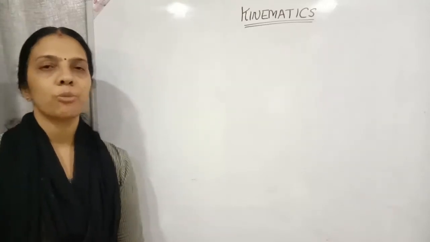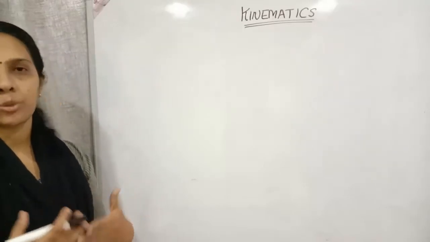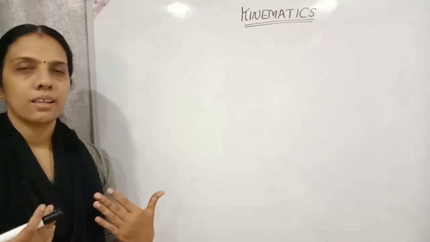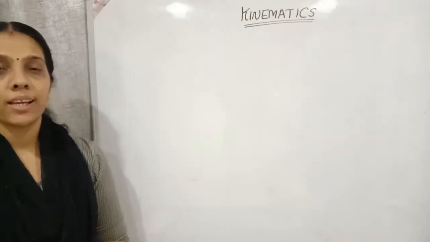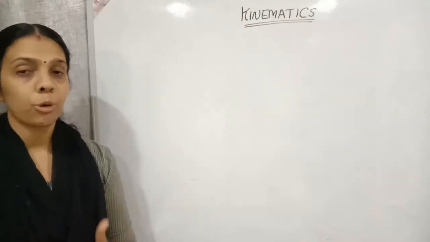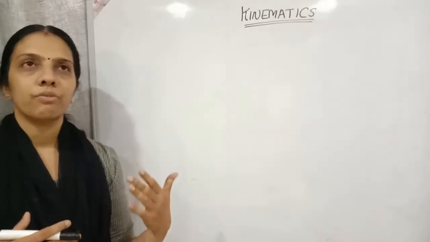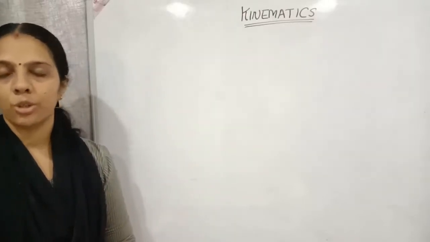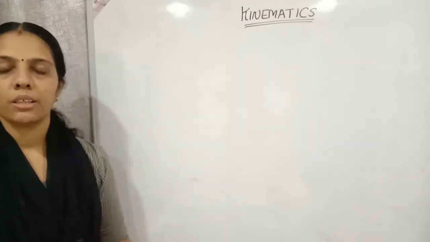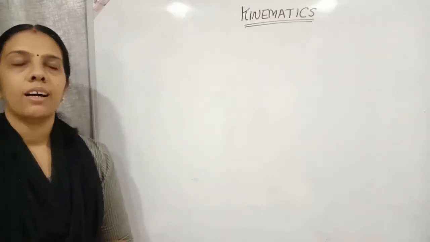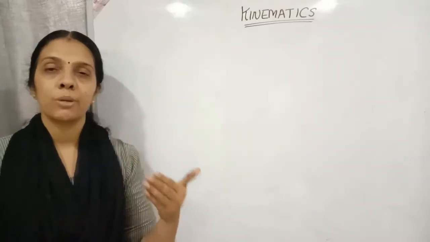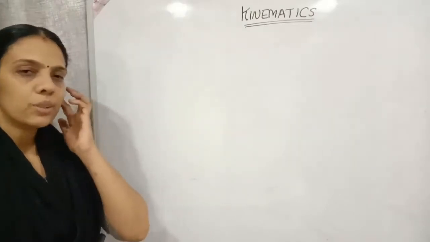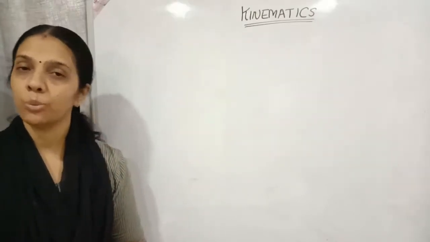So in equations of motion, we already learned the three equations: S equals ut plus half at squared, v squared minus u squared equals 2as, and v equals u plus at. These are the important three equations. If an object is freely falling downwards, we substitute g instead of a, and we also considered upward and downward motion. Then we considered the displacement of an object in the nth second. Relating to those equations of motion, we are going to do some numericals today.